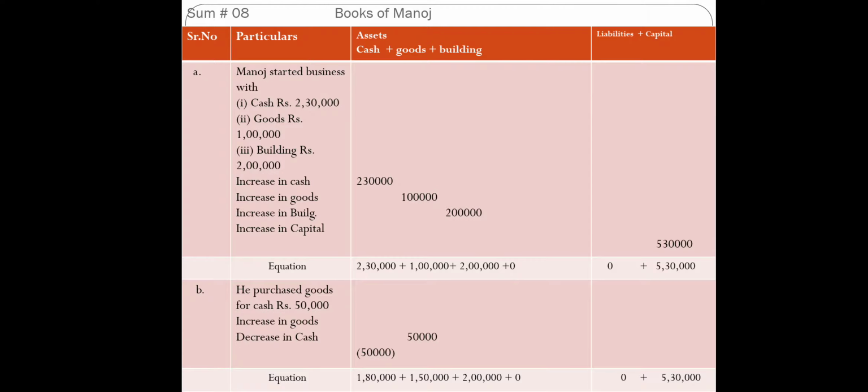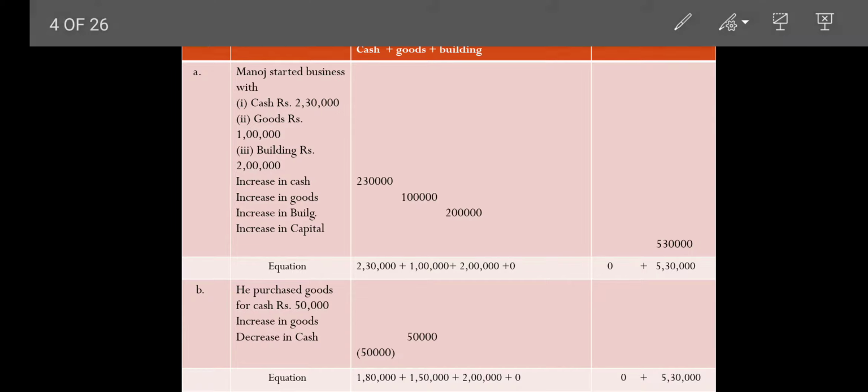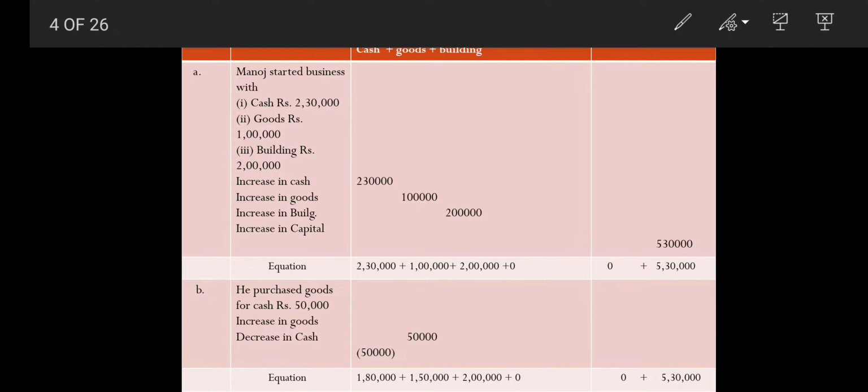So start with this. Manoj started business with cash, goods and building. So here three columns will be prepared, that is cash itself, goods itself and building itself. And at the same time they are increasing the capital. So here capital will also be increased. Then comes your next transaction.